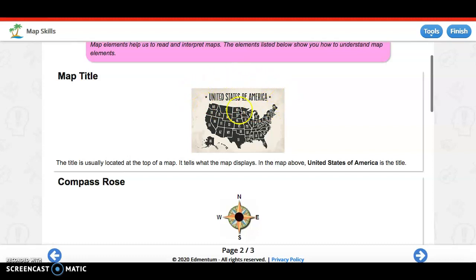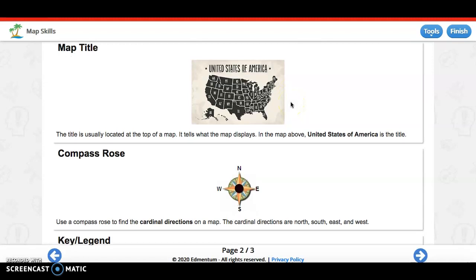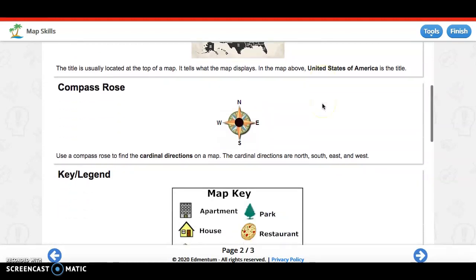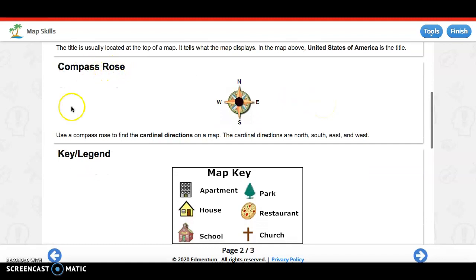Just like you would put the title of an essay at the top of your paper, you also put it towards the top of a map and in much larger print so everyone can tell, oh, this is your title. A compass rose. Use a compass rose to find the cardinal directions on a map. The cardinal directions are north, south, east, and west.